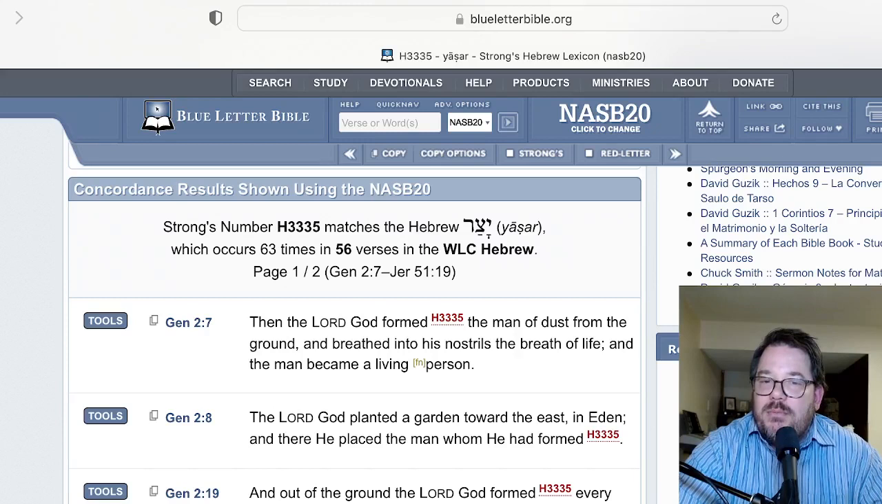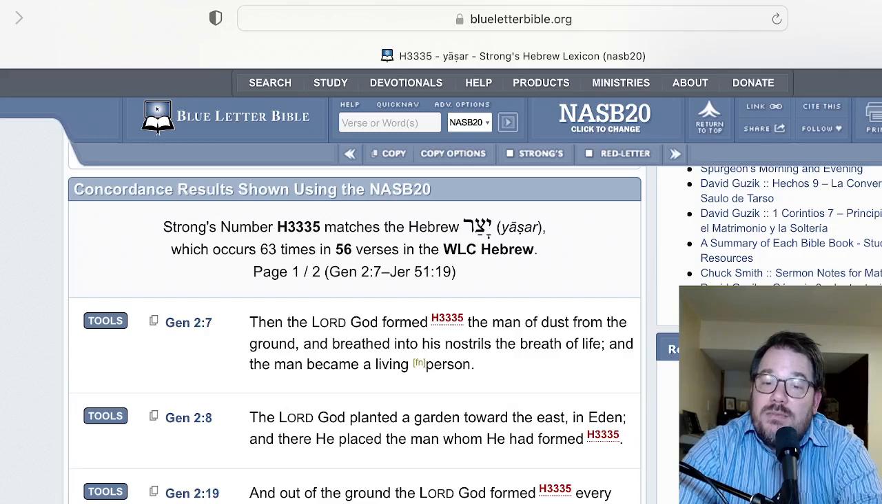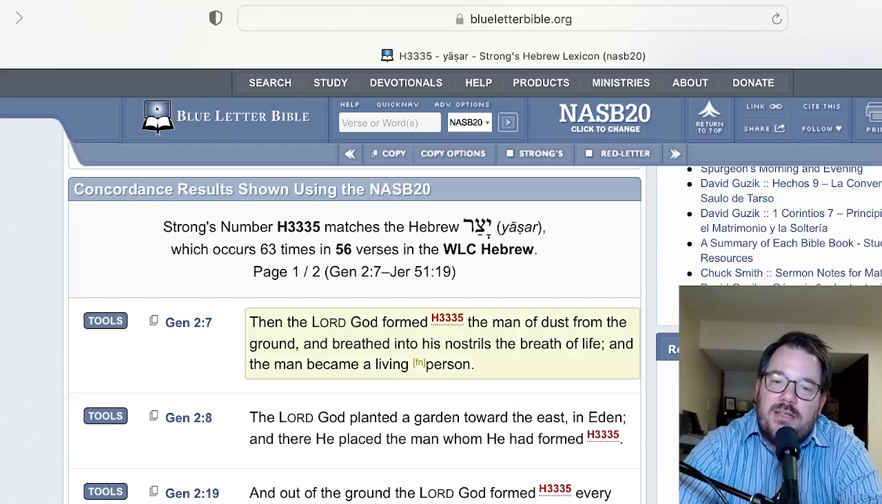They are searching for this Strong's number within what's called the WLC Hebrew, the Westminster Leningrad Codex. Our Hebrew Old Testament is based on a manuscript referred to as the Leningrad Codex. When we say the Westminster Leningrad Codex, we're just referring to when that codex was put into digital form. So it's the WLC Hebrew. They're searching through it, which is a good place to start.